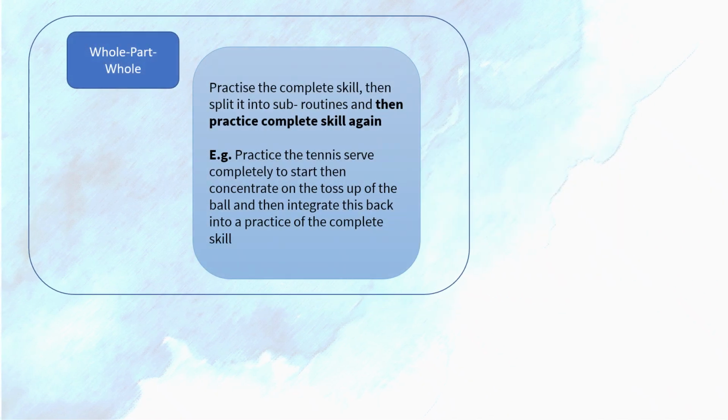Thirdly, we have the whole part whole. Okay, so we just need to break down what we now understand of those key terms. So practicing the complete skill, then splitting it up into subroutines. And the most important thing that people forget to do, and this is where people lose marks, then practicing the complete skill again. So when you're defining it, you need to make sure you've got whole part whole, and your example needs to follow that same methodology. So practicing the tennis serve completely, then start to concentrate on the toss up, then integrate back into the complete skill again.